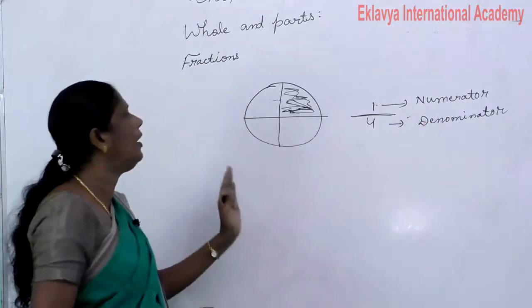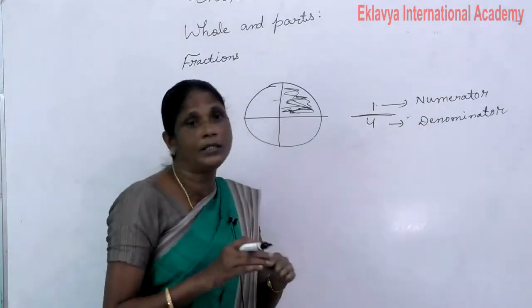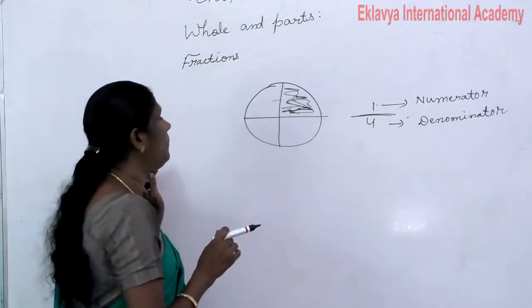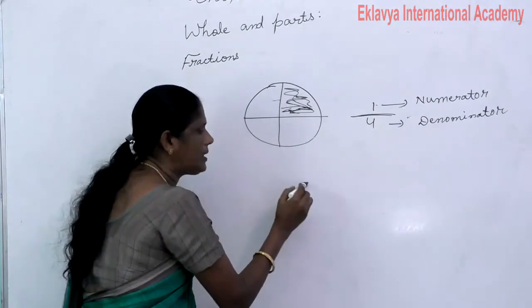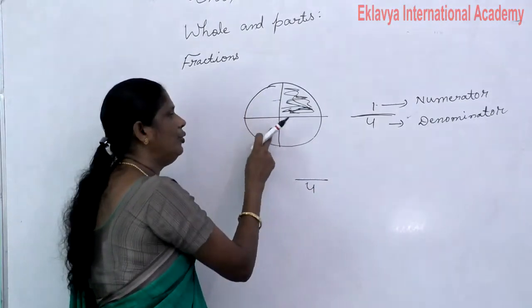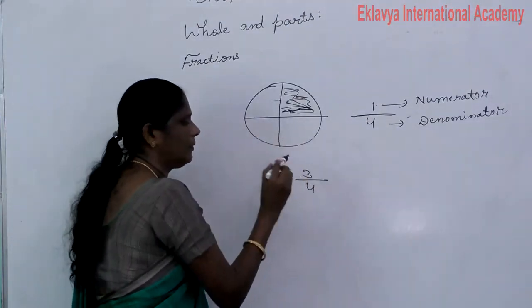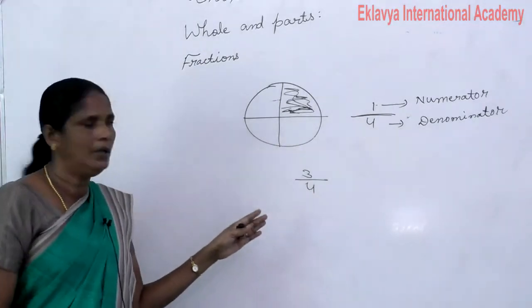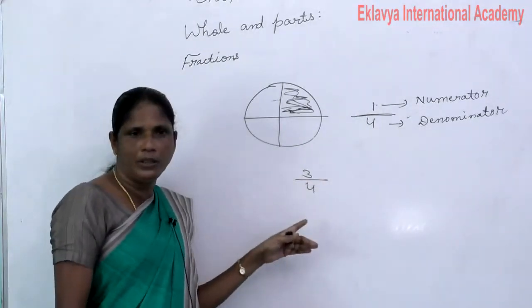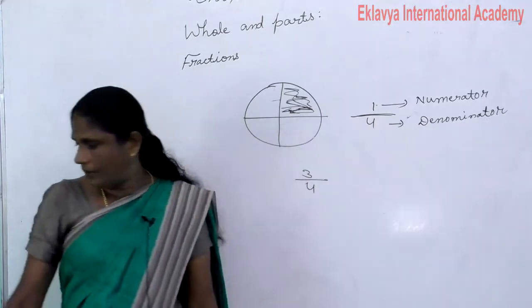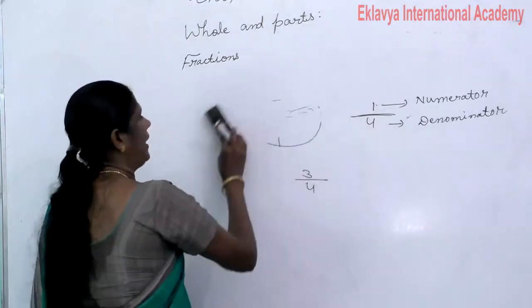What is the fraction of the unshaded part? The total part is 4. Then unshaded: 1, 2, 3. Understand? What is the numerator here? 3. The denominator is 4. Understand? Then the types of fraction.